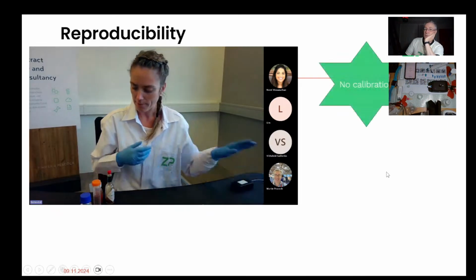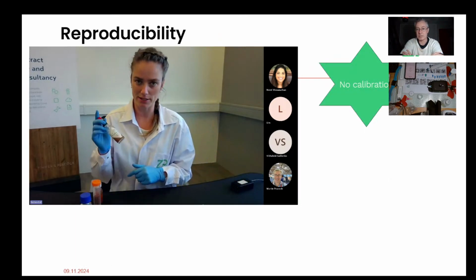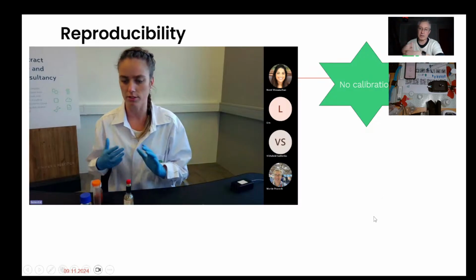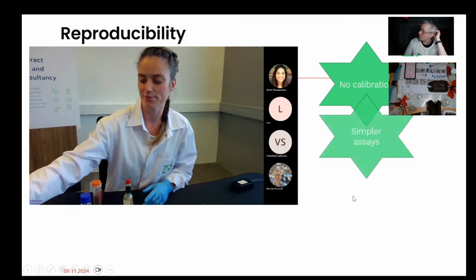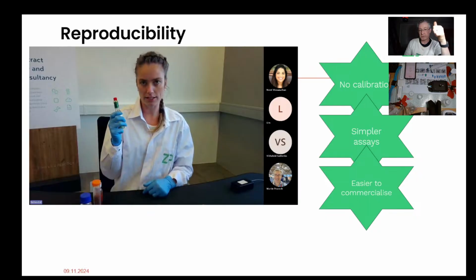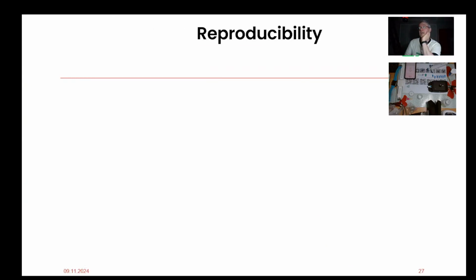I said it earlier on: if you watch a demonstration from ZP, in fact I just did a demonstration, when did you see me do a calibration there? No calibration, because we have very reproducible electrodes. No calibration means simpler assays. Simpler assays mean easy to commercialize, and if it's easy to commercialize, it's easy to have impact.